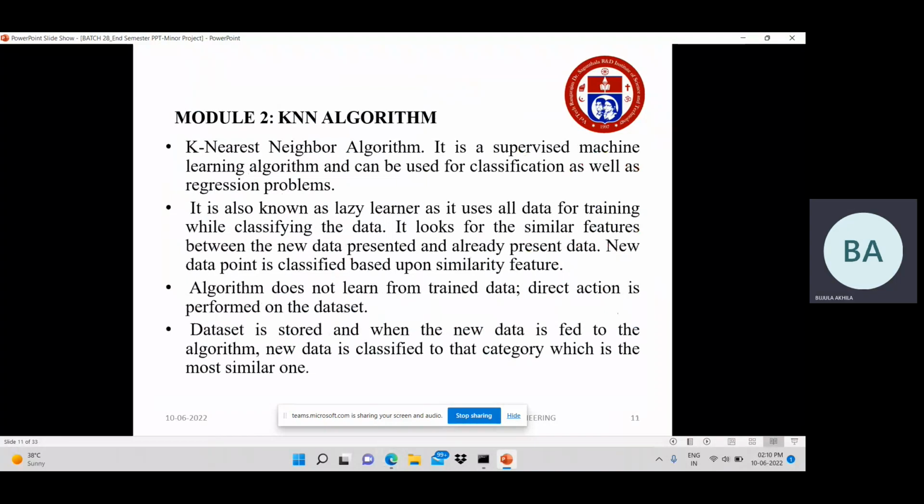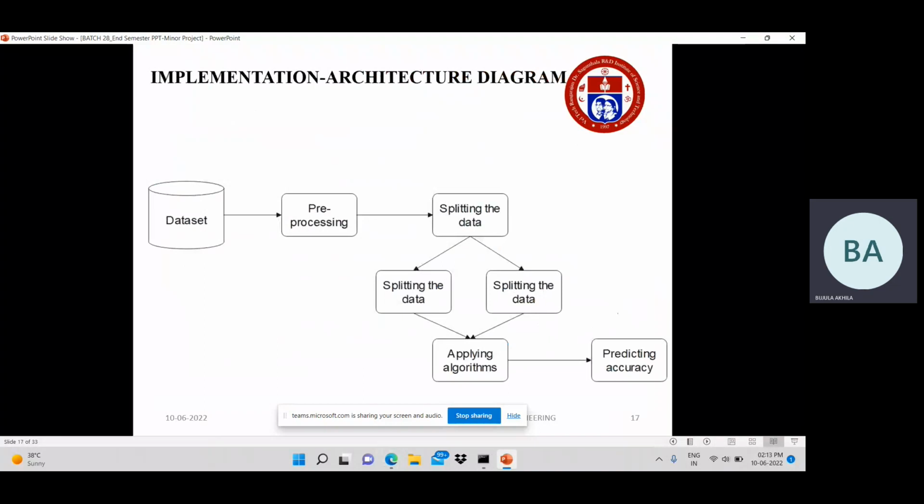Coming to the implementation, this is the architecture diagram of our project and the data flow diagram. In this, first of all, we collect the data and pre-process the data and split the data into training data and testing data. And further, we apply the algorithms to predict the diabetic accuracies. And this is the ER diagram.